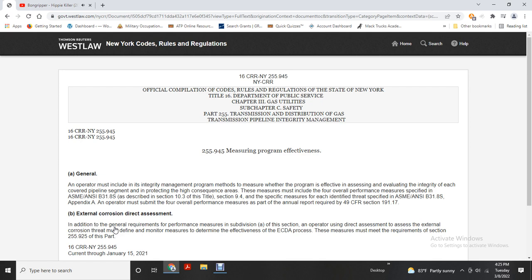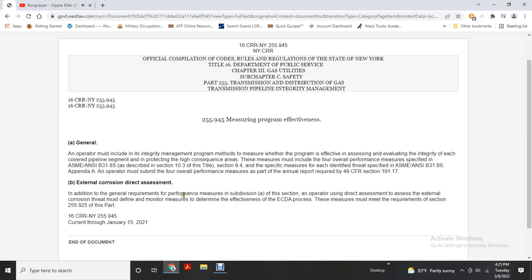Alright, measuring program effectiveness. In general, the integrity management program must include methods to measure program effectiveness in assessing, evaluating, and protecting high consequence areas for the covered pipelines. The measures include the four overall performance measures specified in ASME/ANSI B31.8S, Section 9.4, and specific measures identified with the threat, per ASME/ANSI B31.8S Appendix A. The operator must submit the four overall performance measures as part of the annual report under Title 49 CFR 191.17.